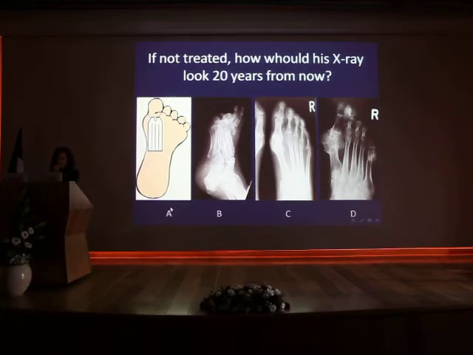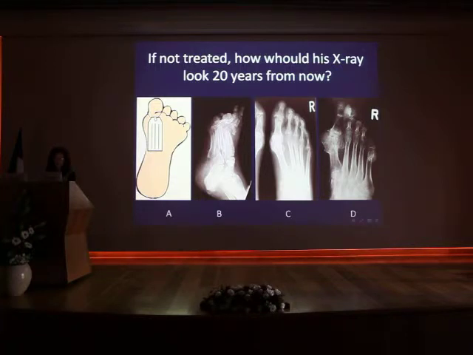57. Who thinks B? Who thinks C? Nobody? Who thinks D? Okay. So it could be that he would die 20 years from now, and that's probably not because of his main disease.